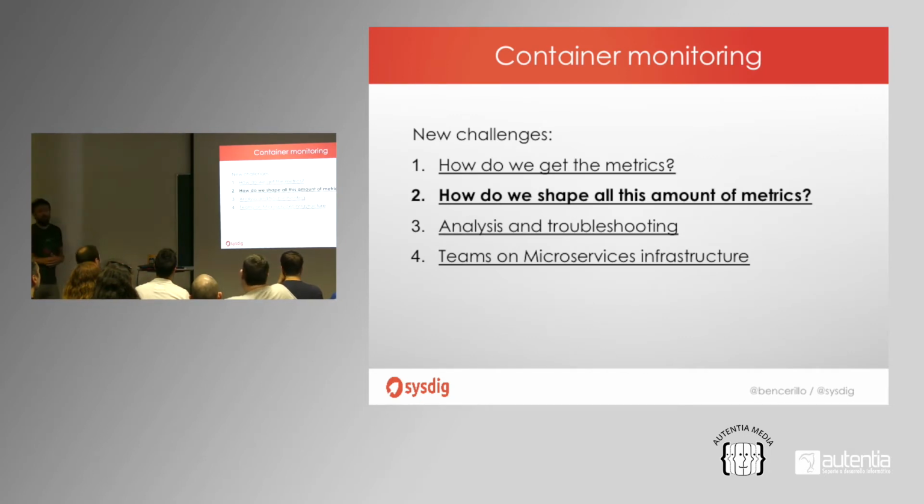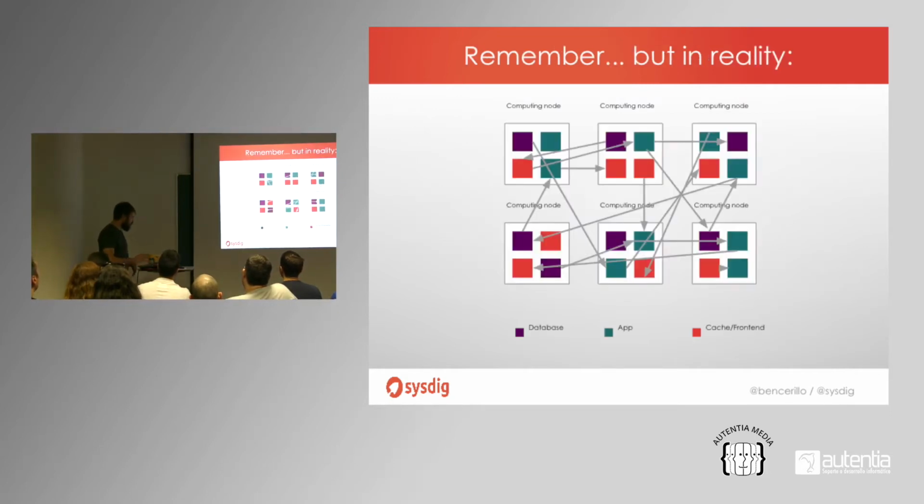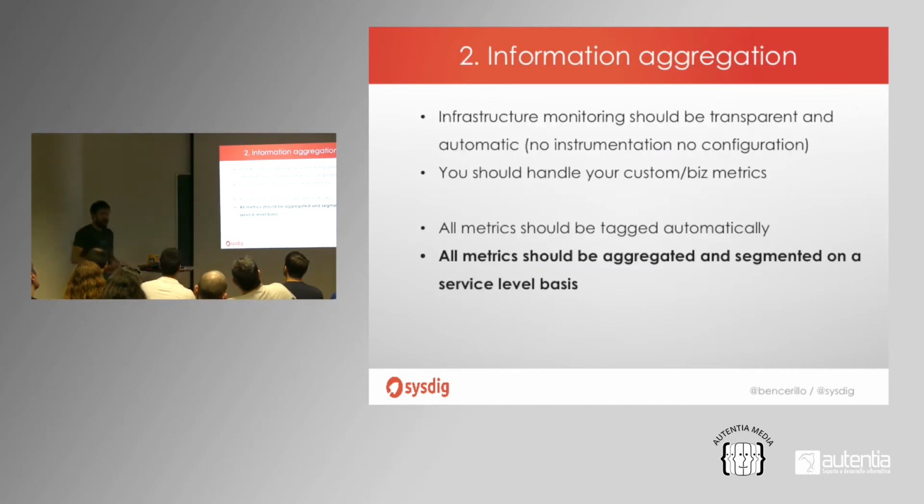So we have kind of solved the first problem: how do we get metrics? Now, how do we shape all that amount of information? Remember, before we had 6 servers with the applications. Now we still have 6 servers, but a big number of containers running on each of your servers. So you have probably 100 times the number of metrics that you had before. How do we make sense of all those metrics?